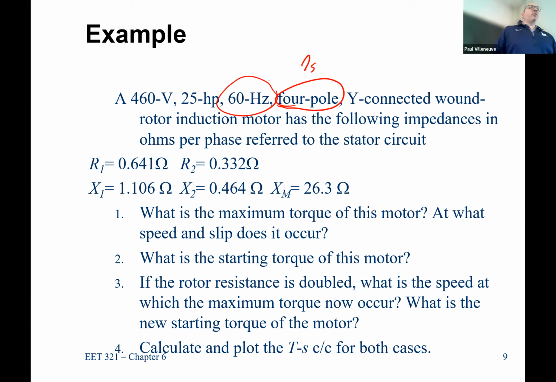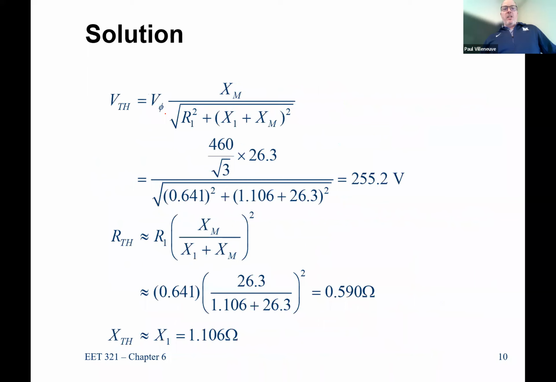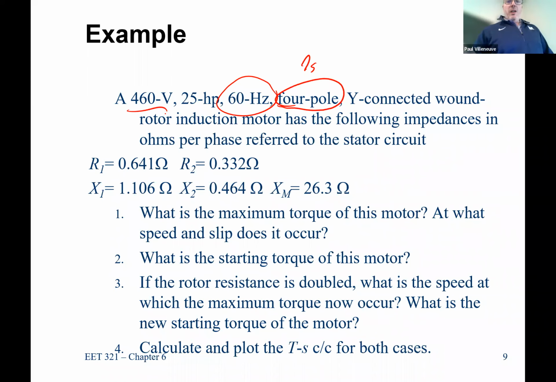It's Y connected, which tells us what our voltage is going to be, not 460 volts per phase. It's 460 divided by the square root of 3. And our 25 horsepower is just a nominal output rating. That doesn't mean that the machine is putting out 25 horsepower. Here are all our impedances, R1, R2, X1, X2, XM. We're not giving any core losses. So we'll do that. So let's go ahead and draw our parameters.